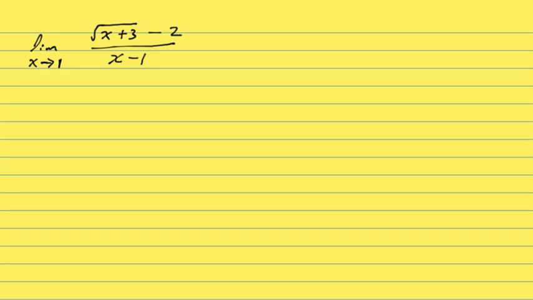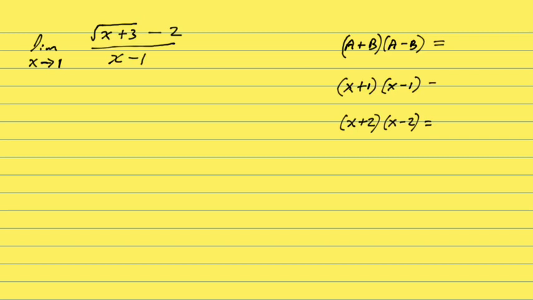So, please tell me that you know the following. Do you know what a plus b times a minus b would give you? Well, what's x plus 1 times x minus 1? What's x plus 2 times x minus 2? What's x plus 3 times x minus 3? These are the difference of squares. This would be x squared minus 1, x squared minus 4, x squared minus 9.